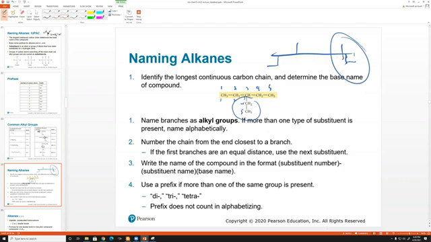Okay, then you write the name of the compound in the format substituent number, substituent name, base name. And we'll go over that. And then use prefixes if there's more of the same one. Okay, so with that information, we know that since the longest chain is 5, we have pentane.